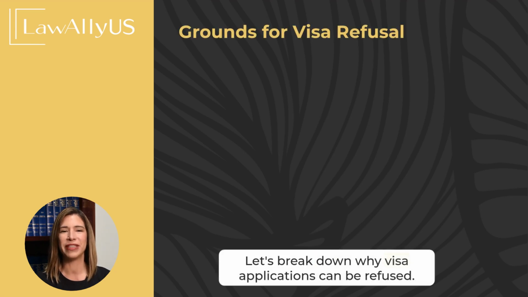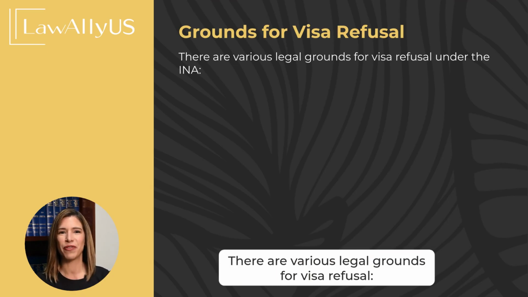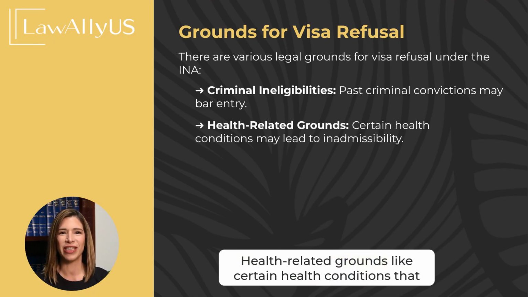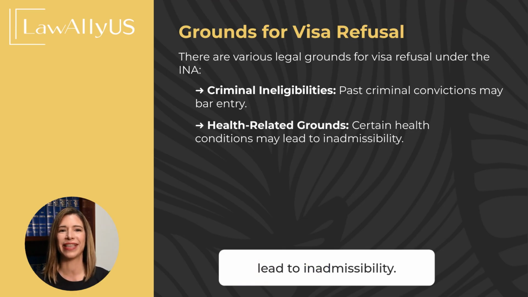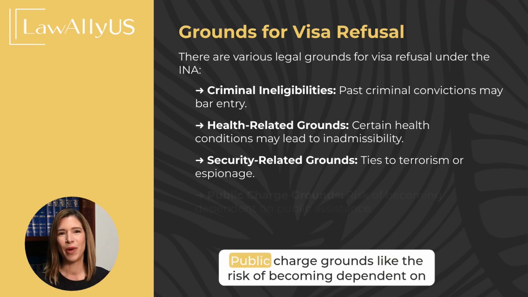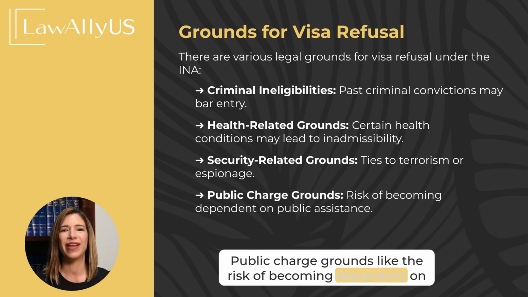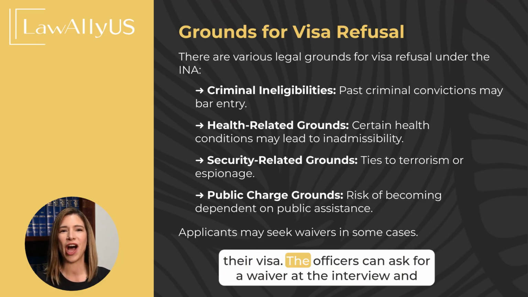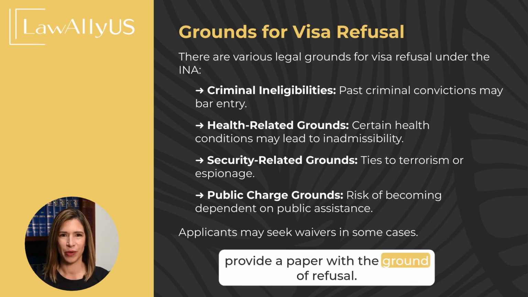Let's break down why visa applications can be refused. There are various legal grounds for visa refusal. Criminal ineligibilities like past criminal convictions. Health-related grounds like certain health conditions that lead to inadmissibility. Security-related grounds like ties to terrorism or espionage. Public charge grounds like the risk of becoming dependent on public assistance. Applicants may seek waivers in some cases and avoid a denial of their visa. The officers can ask for a waiver at the interview and provide a paper with the ground of refusal.